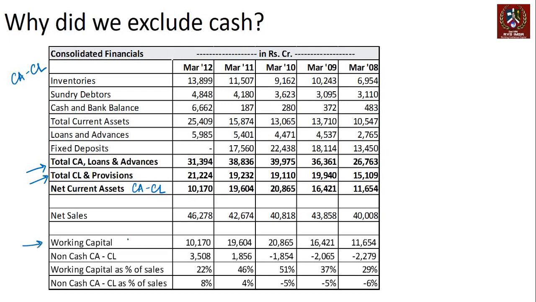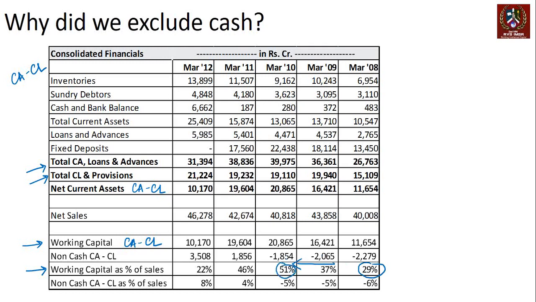If I use CA minus CL as the formula, including cash, what's happening to working capital as a percentage of sales? The number, which was 29%, went all the way up to 51. This is bad, right?